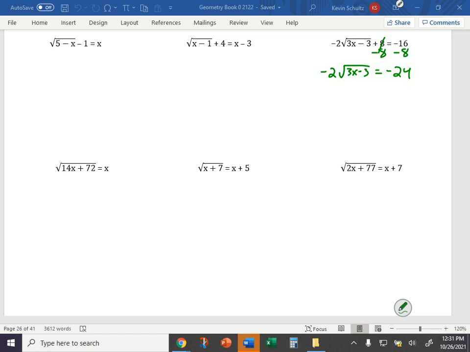You can't distribute into a root. They're not like parentheses. The root is an operation where parentheses aren't. So you can't distribute in. Drake, this says negative 2 times the root of 3x minus 3. What's the opposite of multiplying by negative 2? Dividing. So we're going to divide both sides by negative 2, because that's going to cancel out that coefficient in front, leaving us with the root of 3x minus 3, and that equals a positive 12.